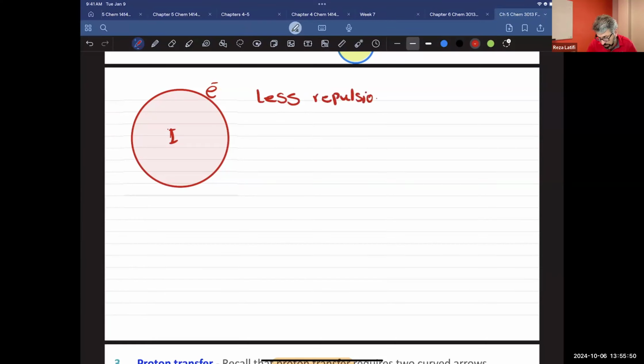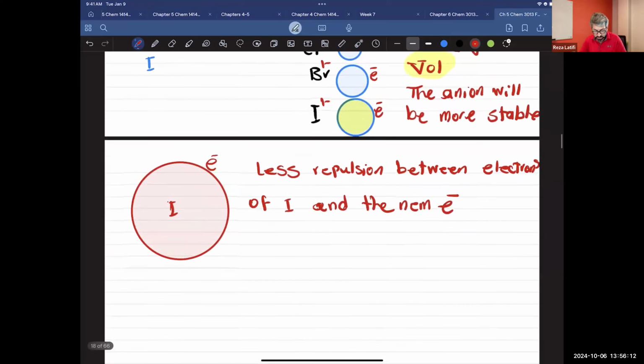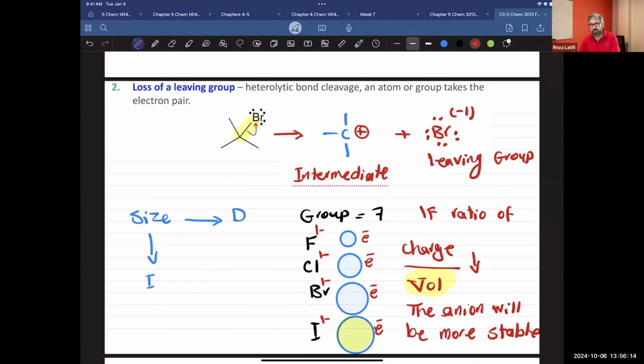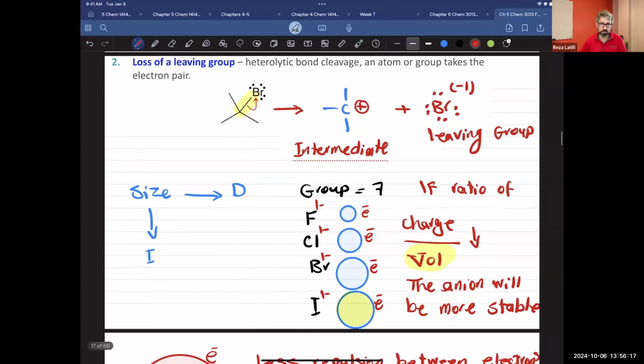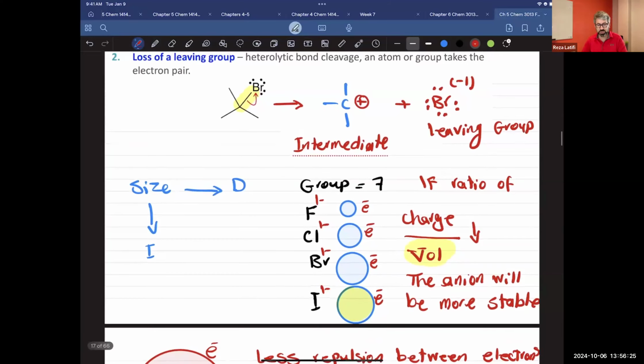less repulsion between electrons of iodine and the new electron. And if you get less repulsion, the system will be more stable. That's one. Bromide is more capable of handling the charge than chloride, and chloride better than fluoride. So between this group, I can say iodine is the best, fluorine is the worst.